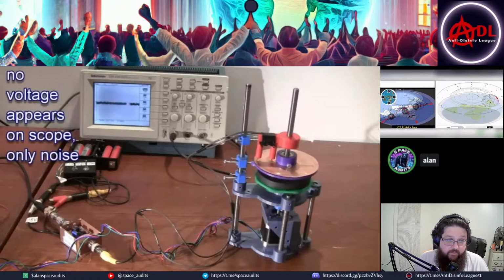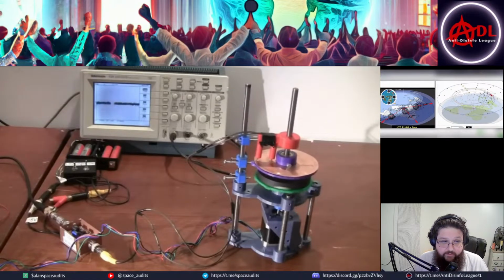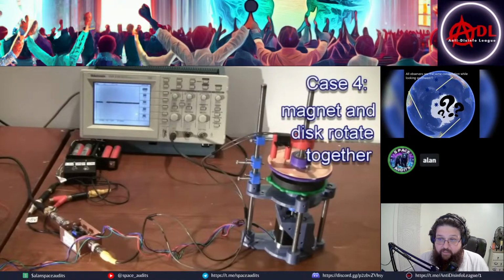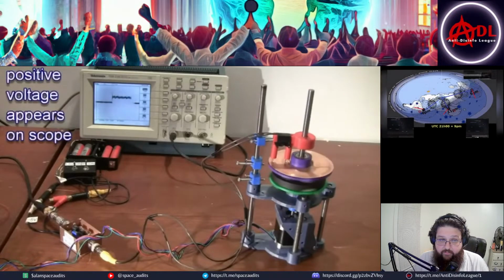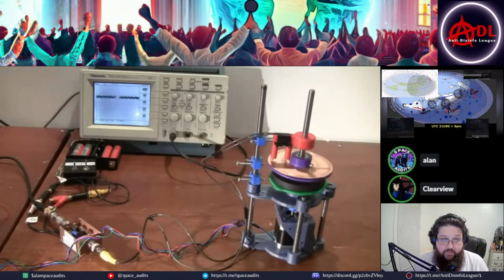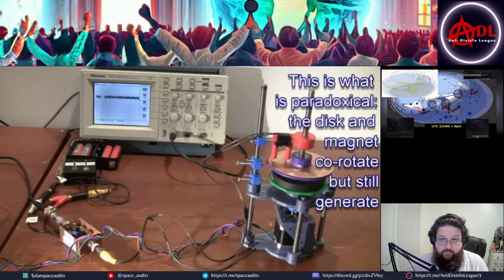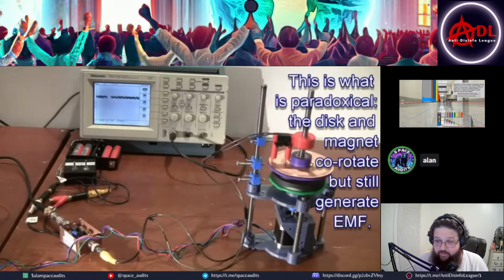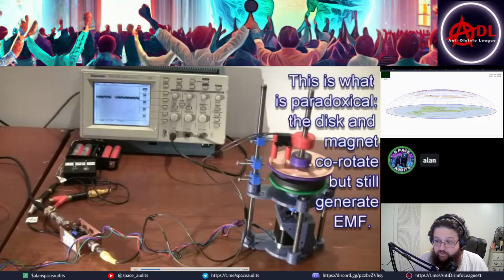No voltage appears, only scope noise. Case 4, the magnet and disc rotate together. Positive voltage appears. Wow. This is what the paradox is. The disc and the magnet co-rotate, but they still generate an EMF. Now, there should be no relative motion between them to generate said EMF because they're rotating together.